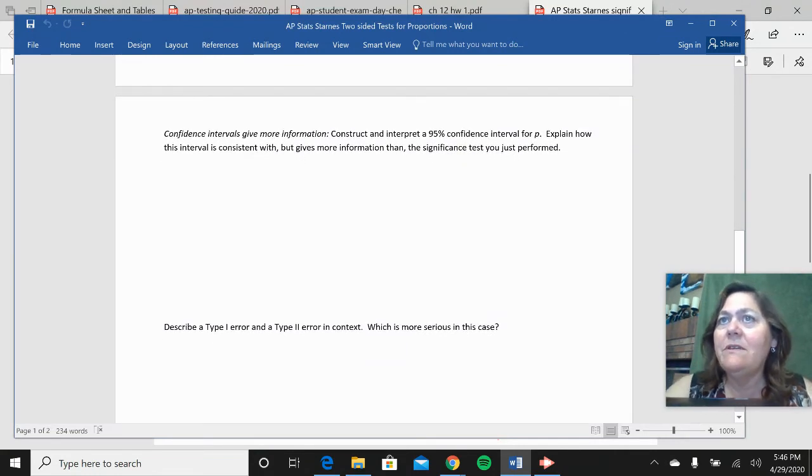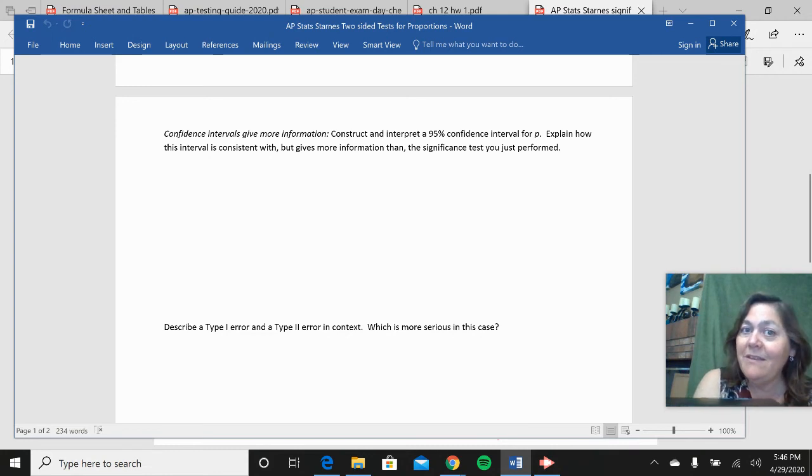The confidence interval gives us some more information. Okay, so now I want you to construct a 95% CI for P. Remember now, we don't use P null in the formula, we use P hat. And then let's explain the connection between the confidence interval and the significance test. I did this in your notes yesterday for one of your homework problems, and I need you to do it here again. And then it asks you to describe the type 1 error and type 2 errors in context.